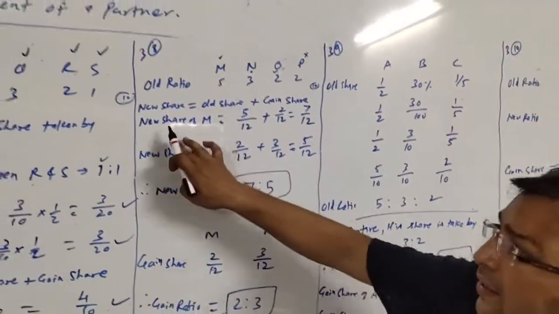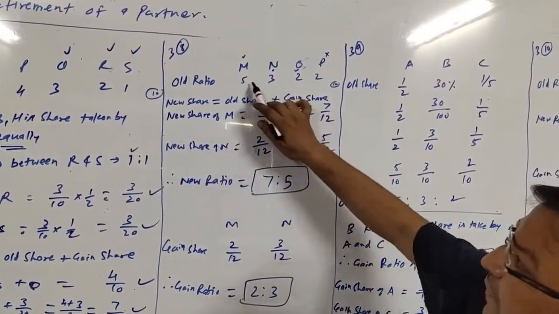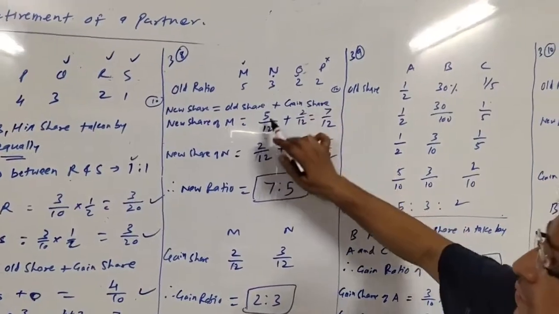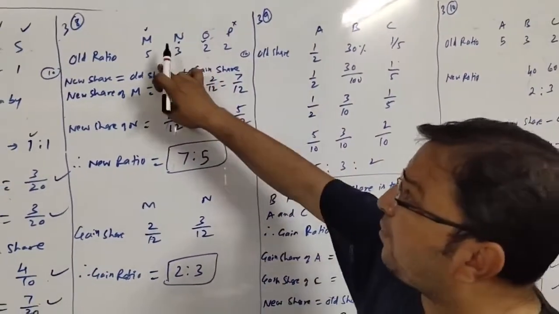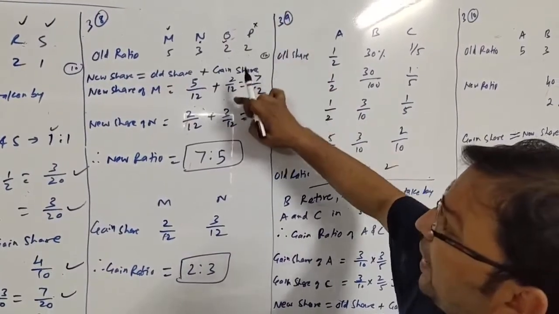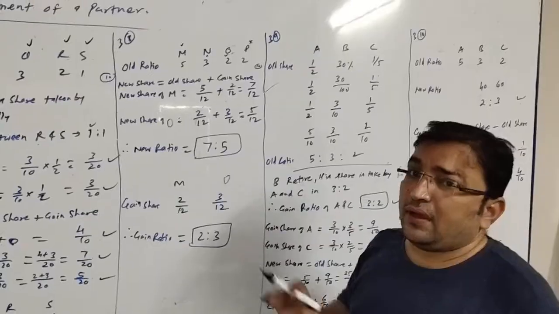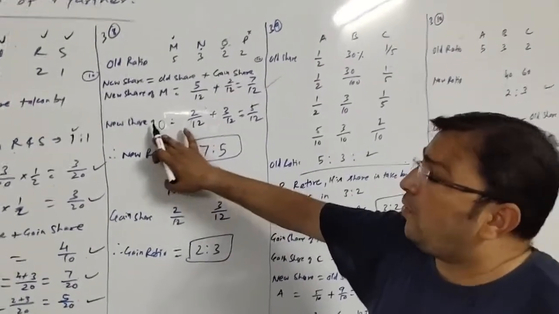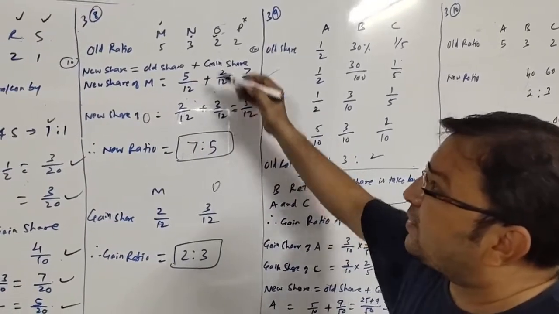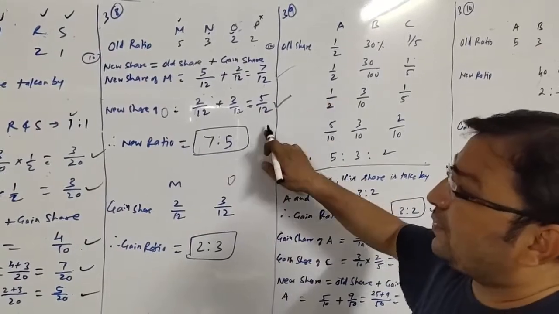So very simple to calculate. New share of M. M's old share is already 5 by 12. 5 plus 3 plus 2 plus 2, 12. So 5 by 12 plus how much is he going to get? He is going to get the share of P. So P's share is 2 by 12. 5 by 12 plus 2 by 12 is 7 by 12. New share of O. O's old share is 2 by 12 and he is going to get the share of N, which is 3 by 12. 2 by 12 plus 3 by 12, 5 by 12.